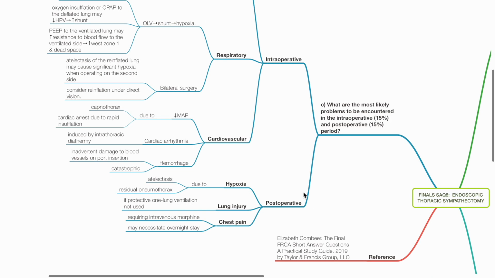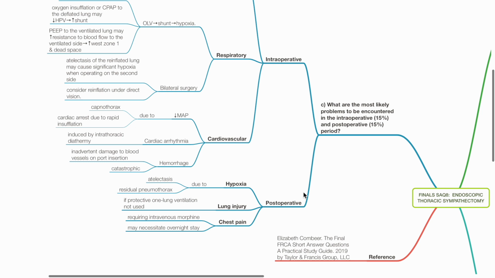Cardiovascular issues. Hypotension may occur due to capnothorax. Cardiac arrest may occur due to rapid insufflation. Cardiac arrhythmias may be induced by intrathoracic diathermy. Hemorrhage may occur due to inadvertent damage to blood vessels on port insertion and may be catastrophic.